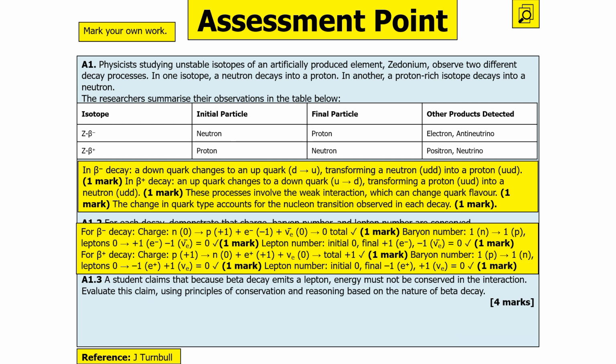So this tells us that for the beta minus decay, the lepton number must be 0. Therefore it works through, so we can see it is 0 and it's the same for the other process. So there's where those different marks come from.